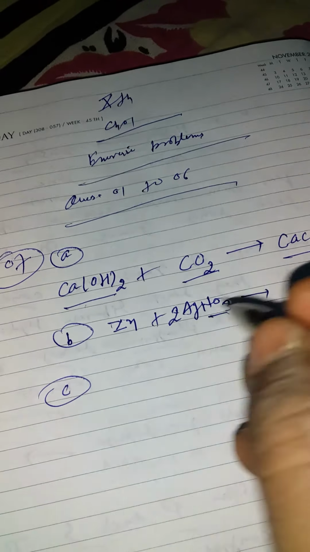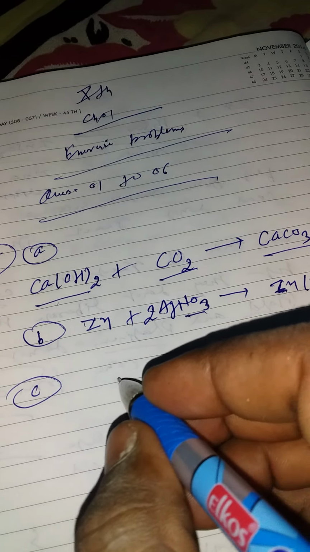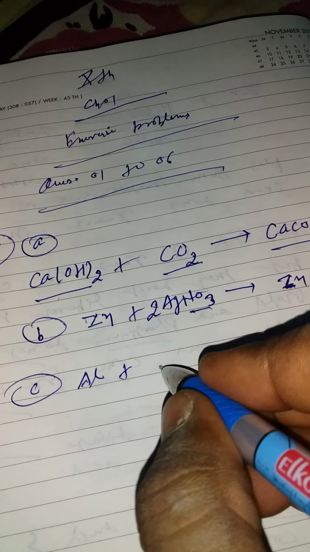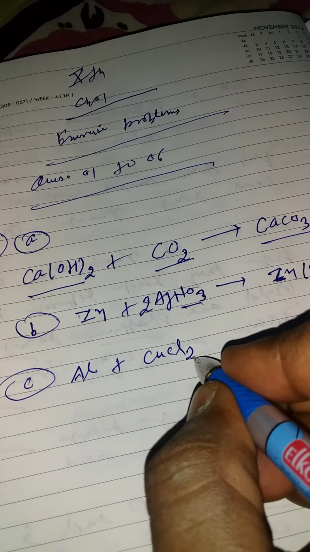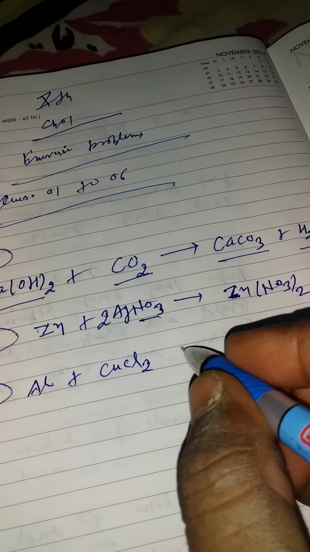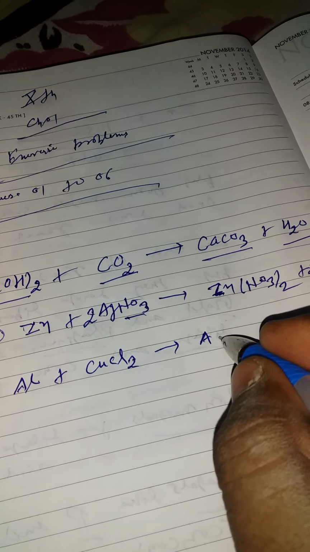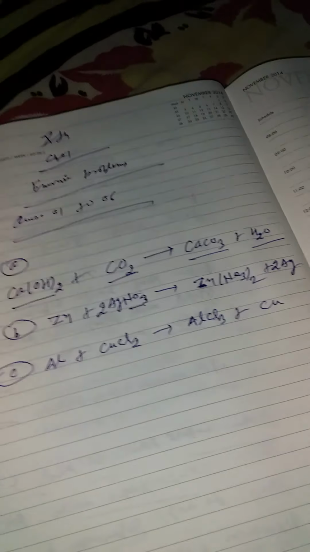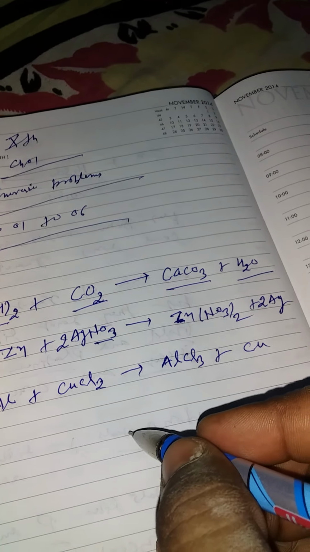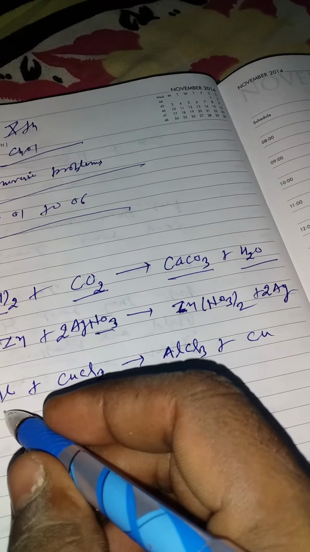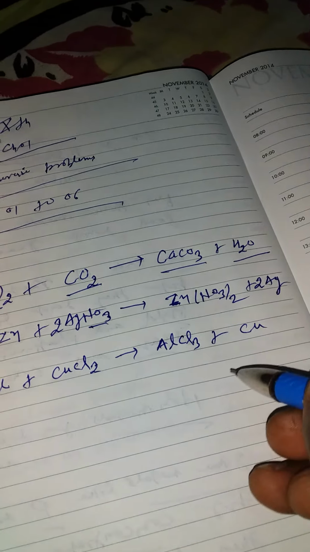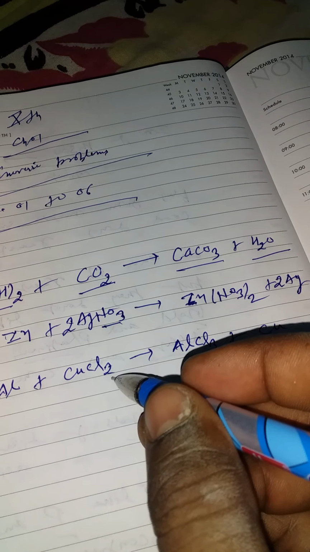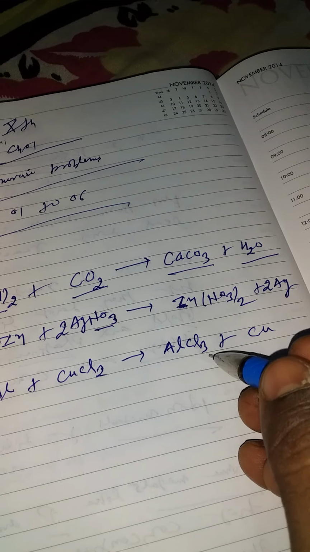C. Aluminium reacts with copper chloride. The symbol of aluminium is Al, and copper chloride is CuCl2. It forms aluminium chloride, AlCl3, plus copper. Here we also see that the number of aluminium atoms is 1, 1, copper 1, but the number of chlorine atoms on the reactant side is 2, while on the product side it is 3.